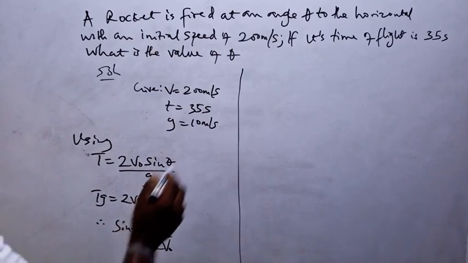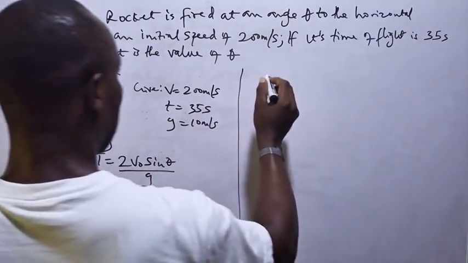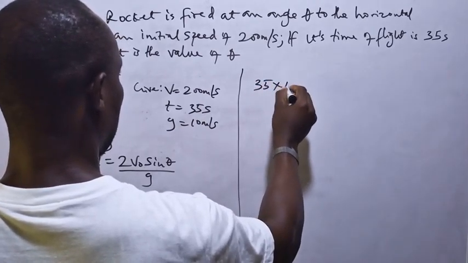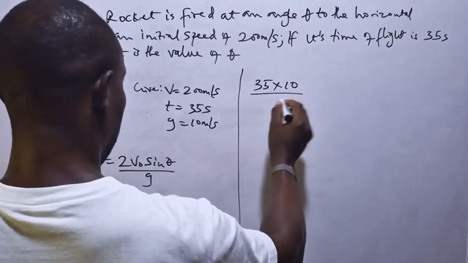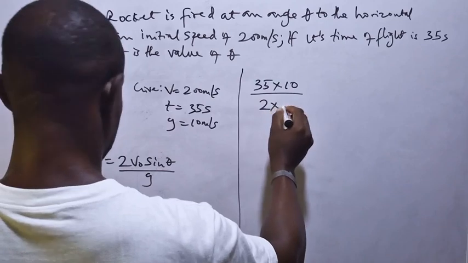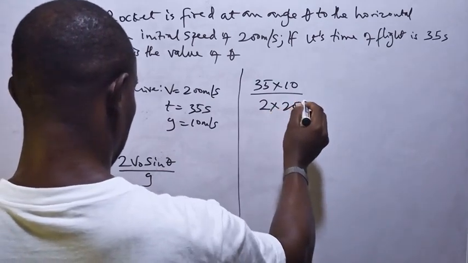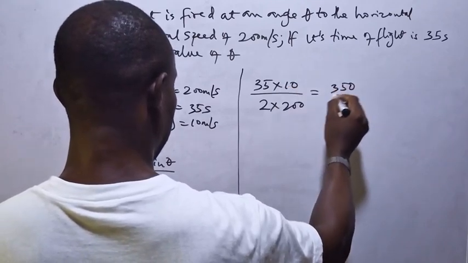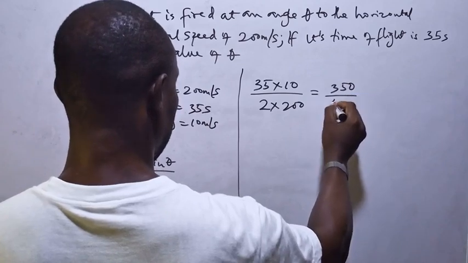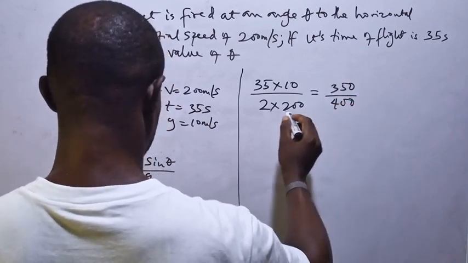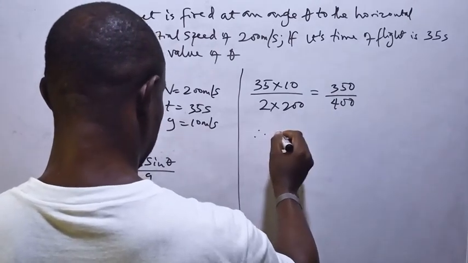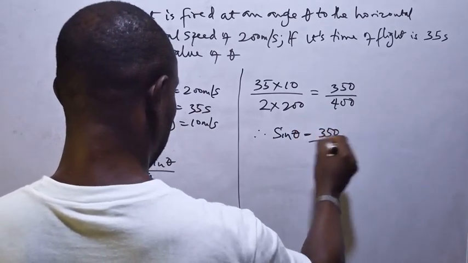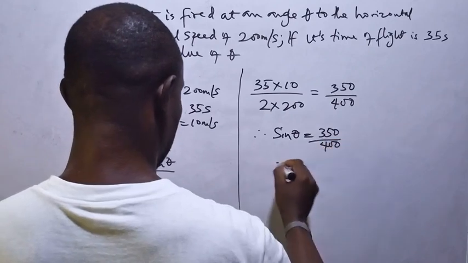Therefore, substituting, we have that t here is 35 multiplied by acceleration due to gravity, 10, over 2 times 200. Therefore, 35 times 10 is 350 over 2 times 200, which is 400. Therefore, sine theta is equal to 350 over 400.